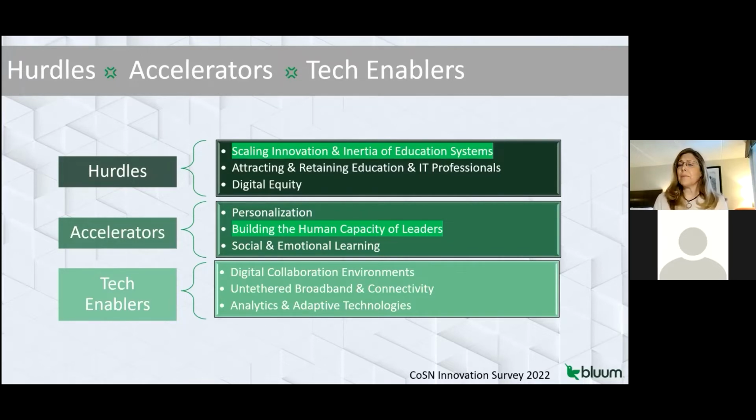The other element of the COSIN Innovation Survey that we really take a look at is an accelerator, and it's building the human capacity of leaders. So we're really going to be talking about how do we cultivate teachers as leaders within our school district, and how do we support them to become leaders in the work that we're doing.